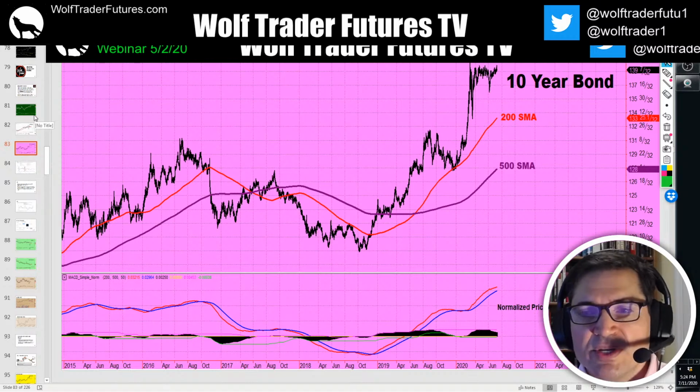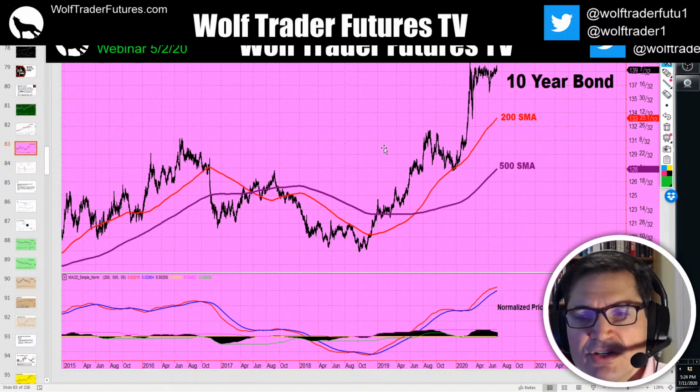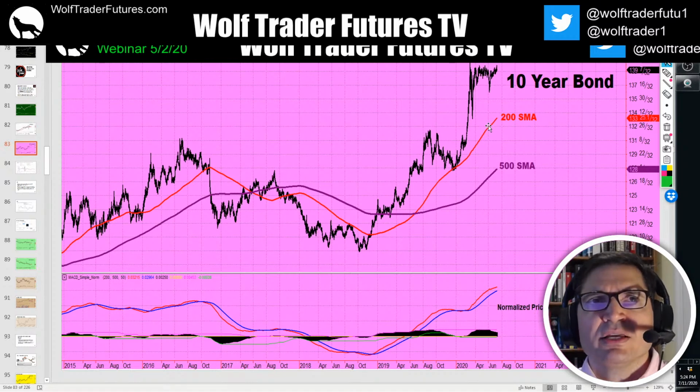Okay, so those are my first three examples. The dollar is strong, equities are strong, the bond is strong. Very strong market. The bond market's even stronger than gold.